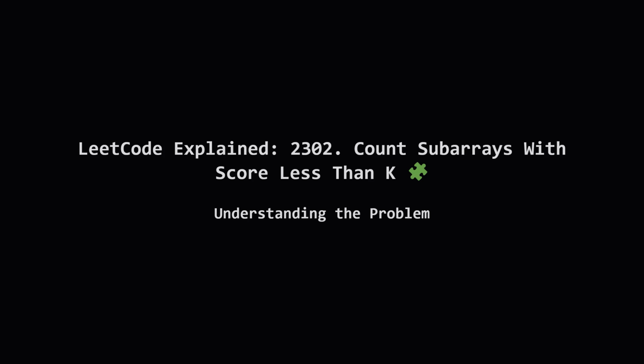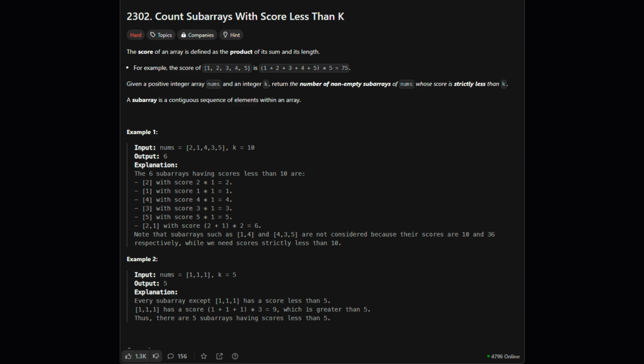Hey everyone, welcome. Today we're tackling Leetcode problem 2302, count subarrays with score less than k. It sounds a bit mathematical, but don't worry, we'll break it down nice and easy. The goal is to understand the problem and find an efficient way to solve it. Ready? Let's dive in. Alright, so here's the official problem description.